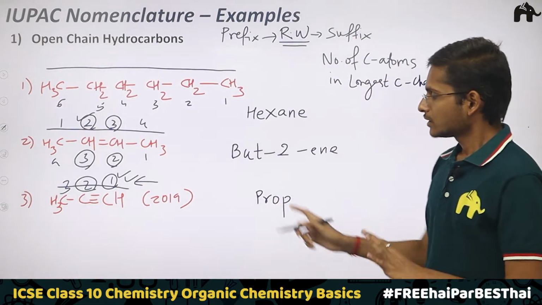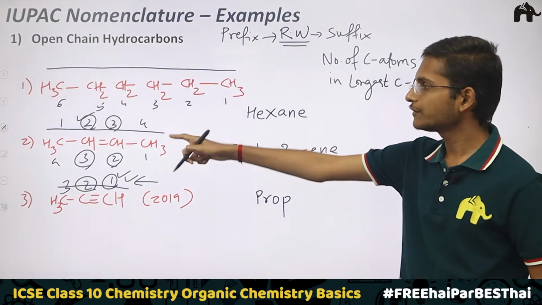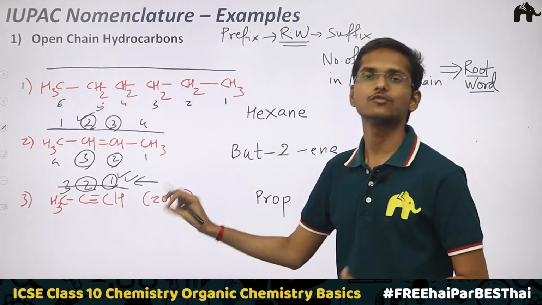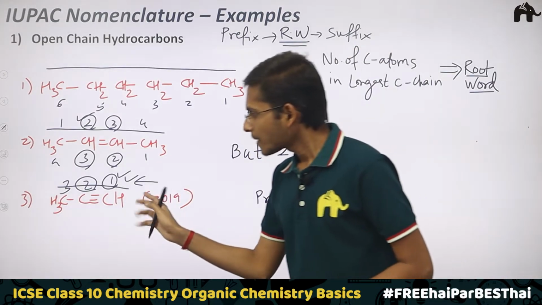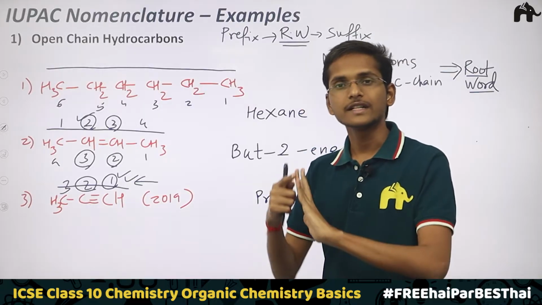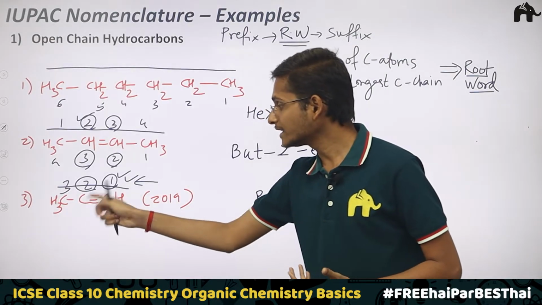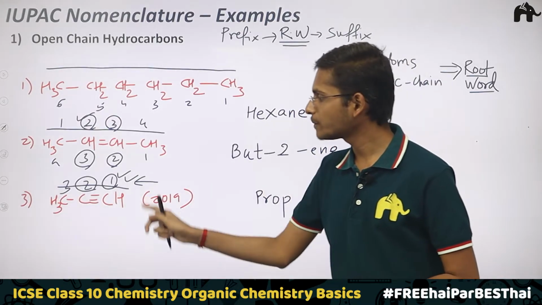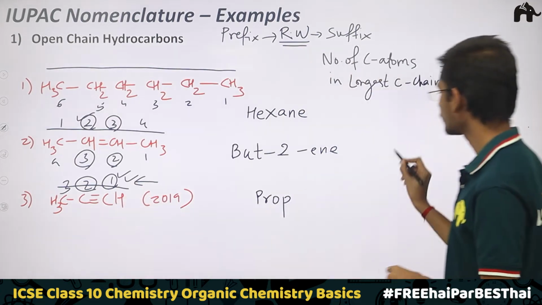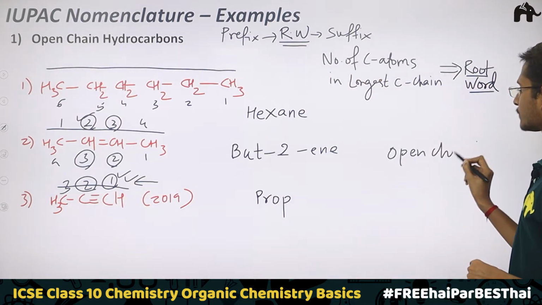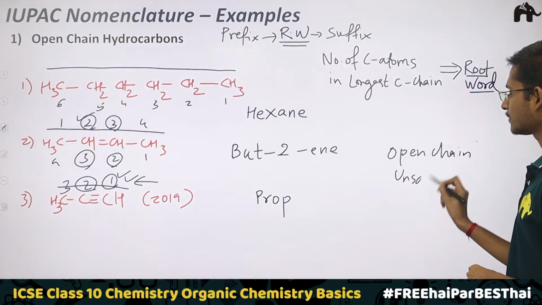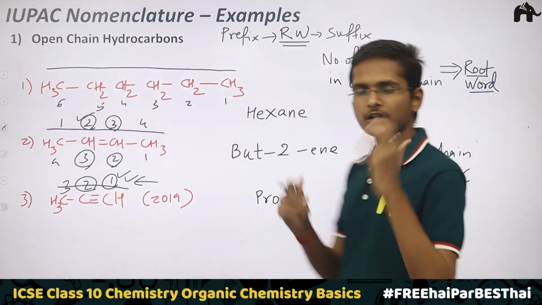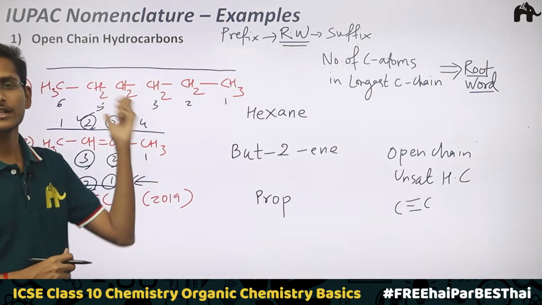Clear? Now, how would you figure out whether it is an alkane, alkene, or alkyne? You can just look at the structure. Since it is open chain, first of all, it is an unsaturated one, because it has a triple bond in it, and it is made up of only carbon and hydrogen. So it is an open chain, unsaturated hydrocarbon having a carbon-carbon triple bond. Can you just recollect how we have studied the classification?